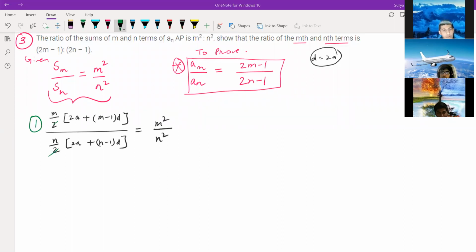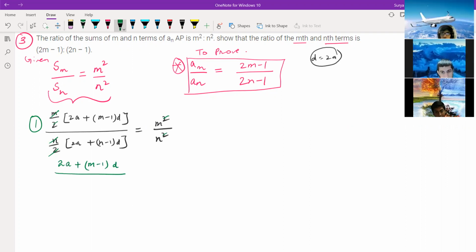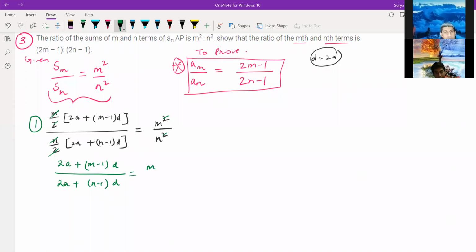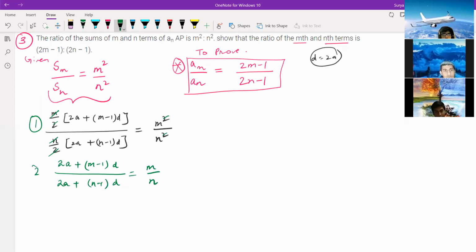Yes. After this what we can do, this m is cancelled with this m and this n is cancelled with this n, correct? So we get it as 2a plus m minus 1 into d whole divided by 2a plus n minus 1 into d is equals to m by n. Till here is clear everyone?